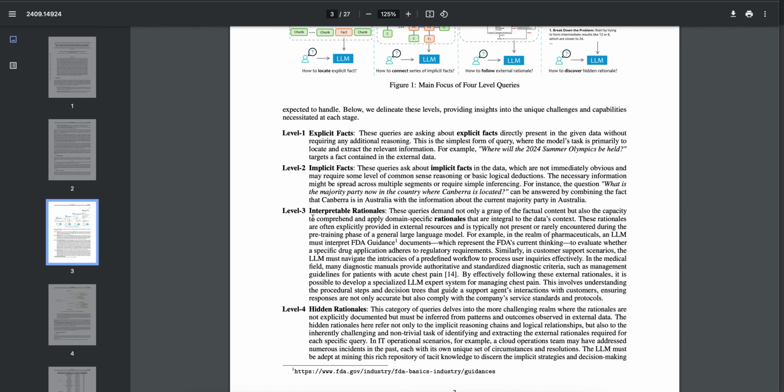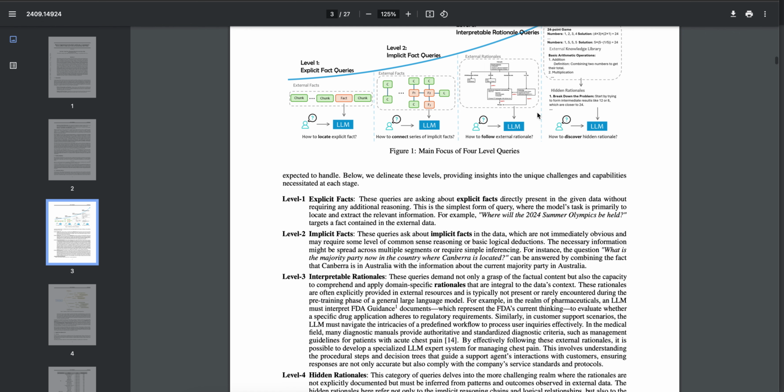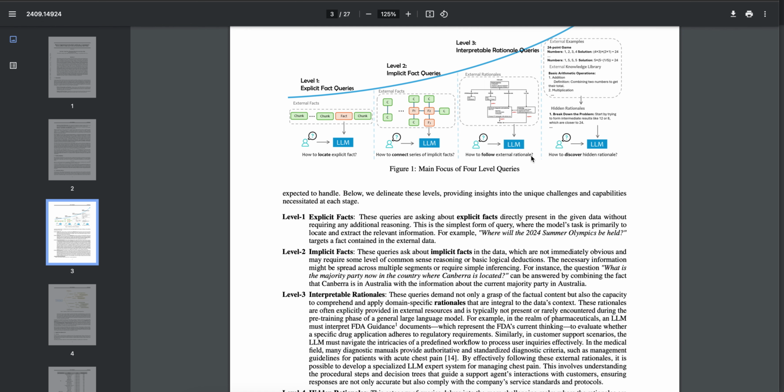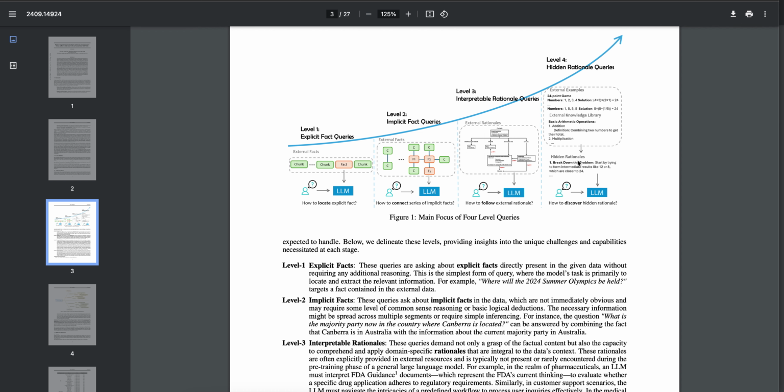The third type of query is interpretable rationales. This is where the hard part comes for both LLMs and customers, because in most of these cases we don't have explicitly one piece of information, or multiple pieces, where we need to focus. We need to consider some previous historical data that we have, and on the basis of that we may need to make some assumptions that this can be correct. If you see here, how to follow external rationale and how to discover hidden rationale are the two pain points currently faced by users.